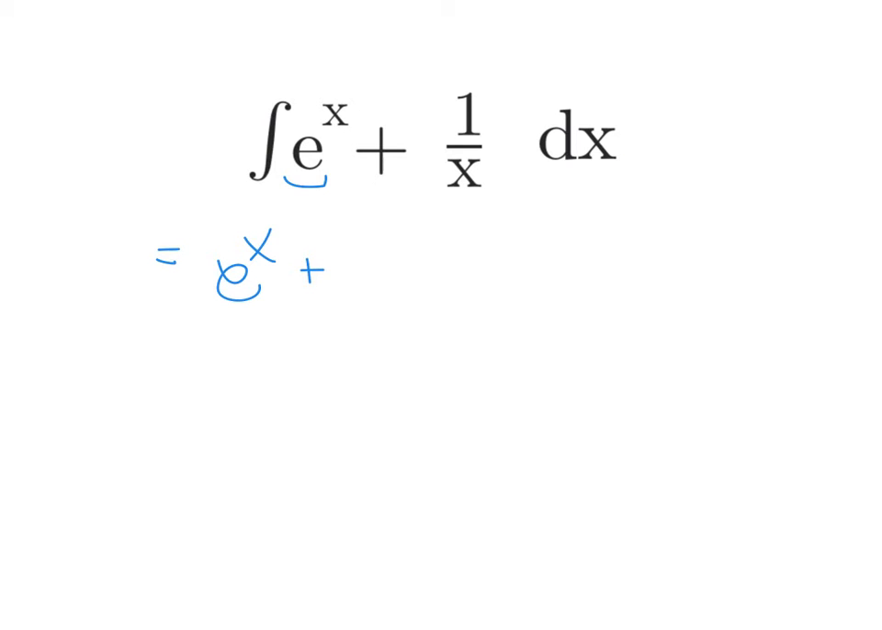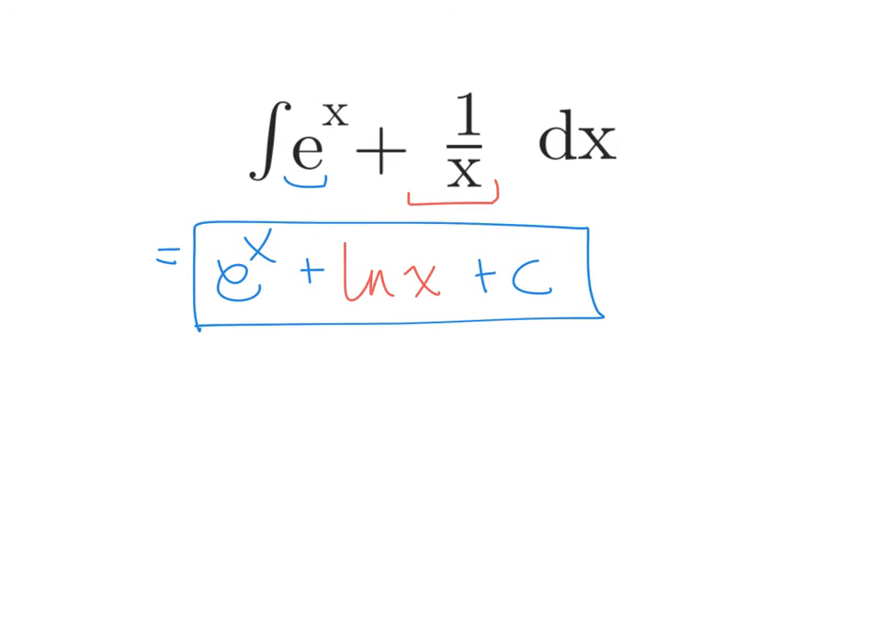So let's go back and think about that 1 over x again. What function has a derivative that is 1 over x? And that's going to be the natural log of x. Once we have our two terms, always include that constant of integration, and there is our integral.